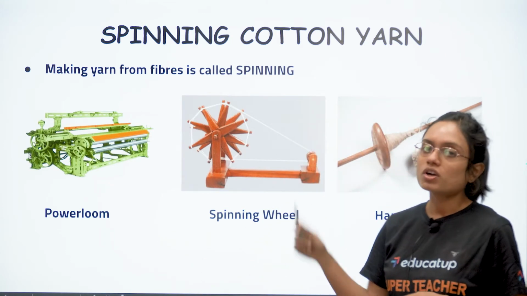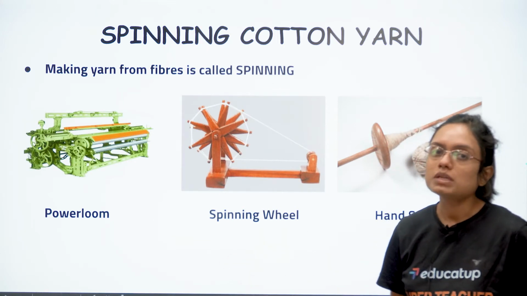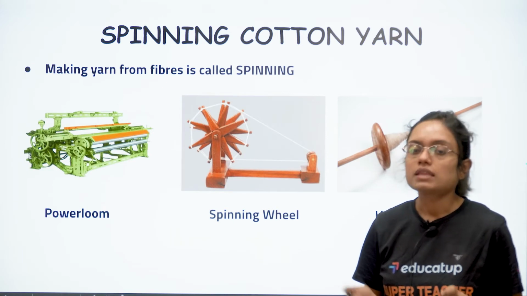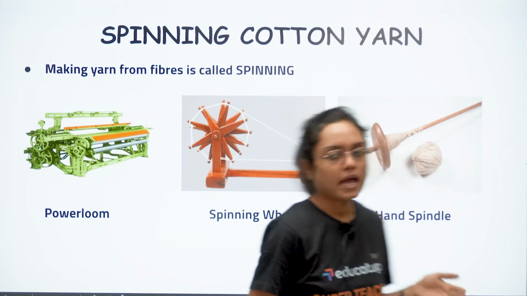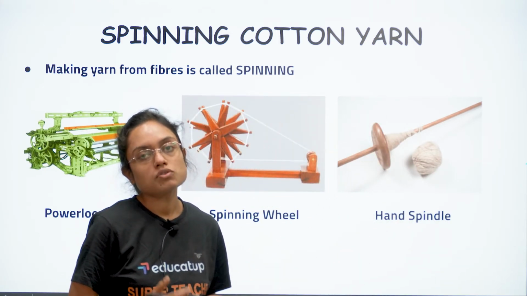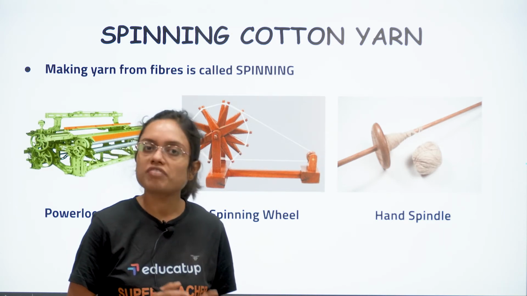So, spinning of cotton yarn can be done in three ways. The first is a power loom. Power loom means it can be made in the factories with the help of machines. Then you have spinning wheel, in Hindi we call it charkha, and then you have hand spindle, which is also known as takli. With all the three, cotton thread or cotton yarn can be made from cotton fibers.